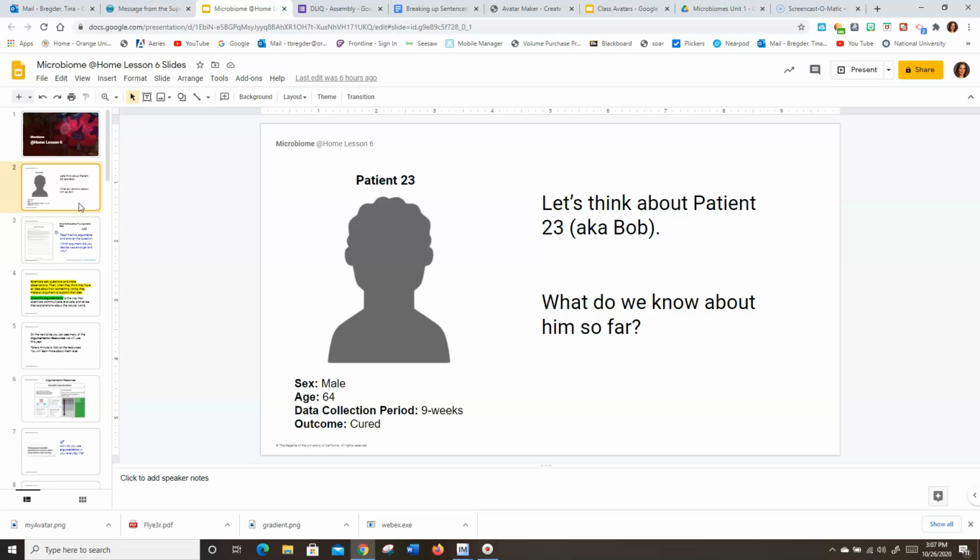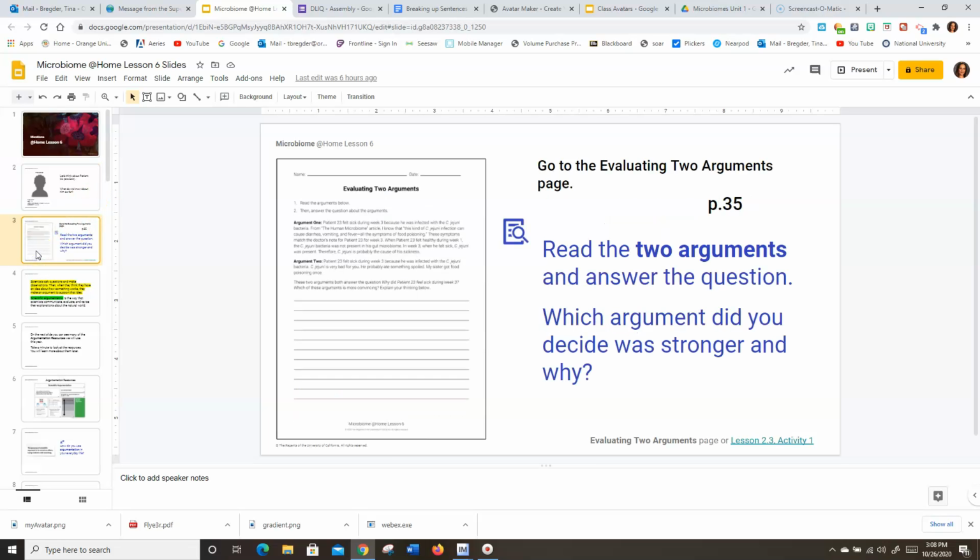Okay, so we're going to talk about Bob. He's our patient number 23. And what do we know about him so far? We know that he was fine, and then week 3, he became very sick. He was vomiting, he had diarrhea, and his stomach was really bothering him. So what happened? And we're going to circle back to him later.